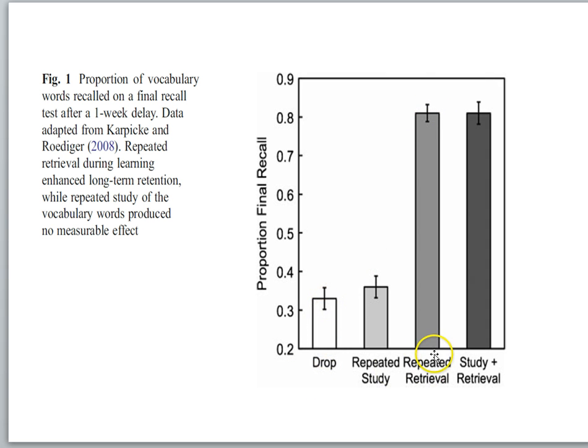So in both the drop and the repeated retrieval conditions, there's no further study of the word. The only difference here is multiple retrieval attempts, and you get huge gains in retention. In the study and retrieval condition, where the word and its translation are repeatedly studied and repeatedly given retrieval practice, we see similar results. So the key seems to be that opportunities for retrieval are related to better retention for these words and their translations 1 week later.